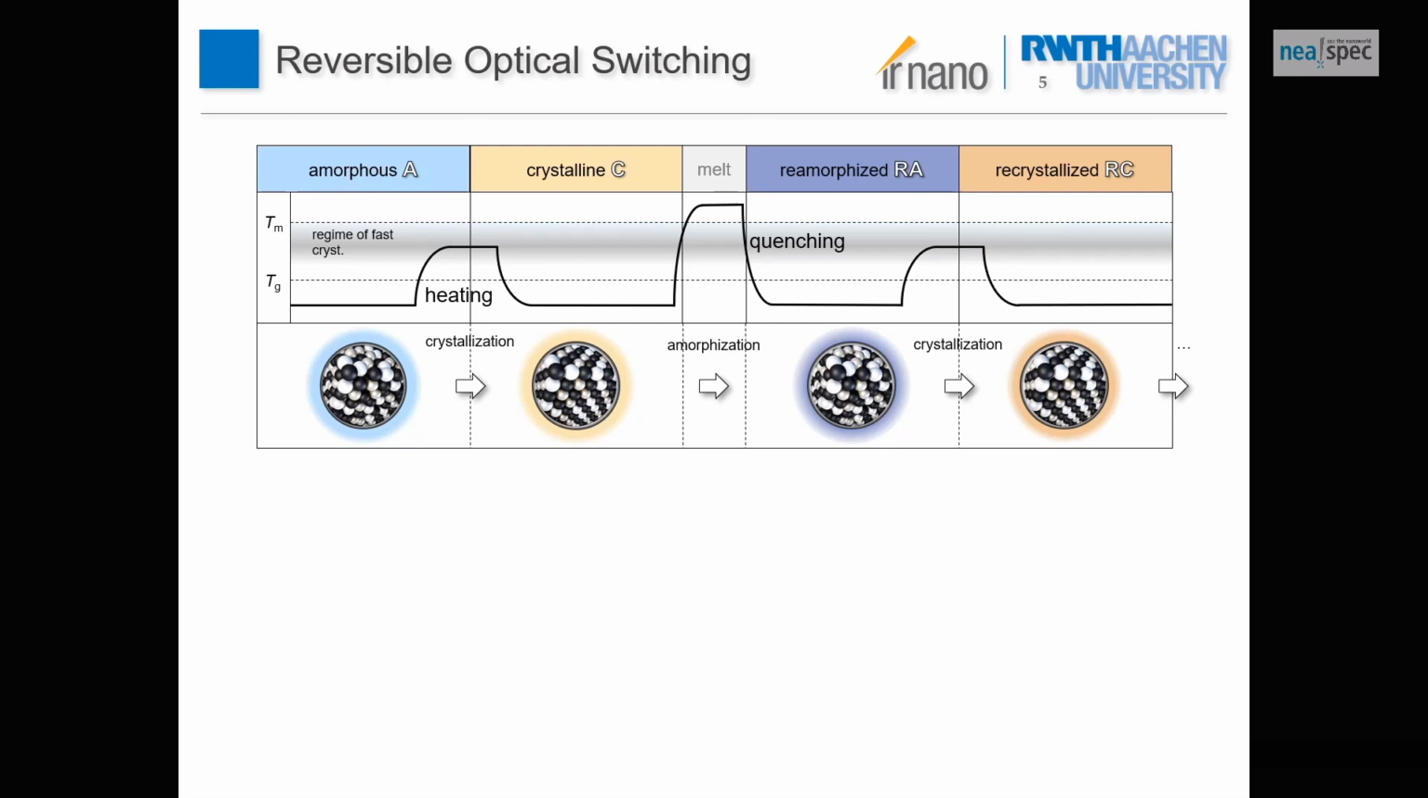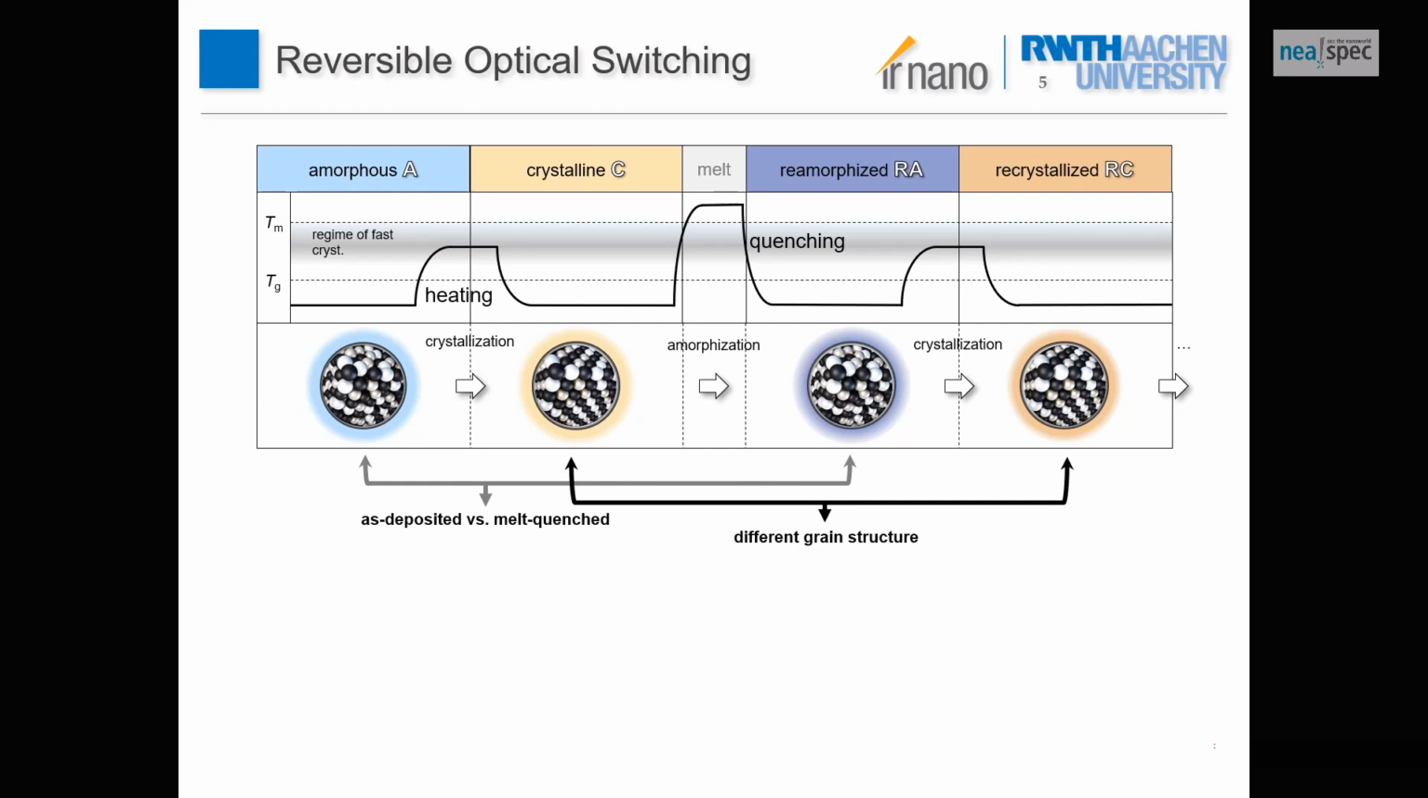And then if we want to re-amorphize this material, we have to go above the melting temperature, so really get a melt, and then quench this rapidly to get a melt-quenched amorphous phase. And this one we can crystallize then again, so recrystallized. And the point is, these two phases, even though they are both amorphous, they are known to be not exactly the same, so there's differences in nucleation seed concentrations, and also the crystalline states show, for example, different grain structures. So this is a question about local conductivity as well. I told you that there's a contrast in electrical properties, so in local conductivity.